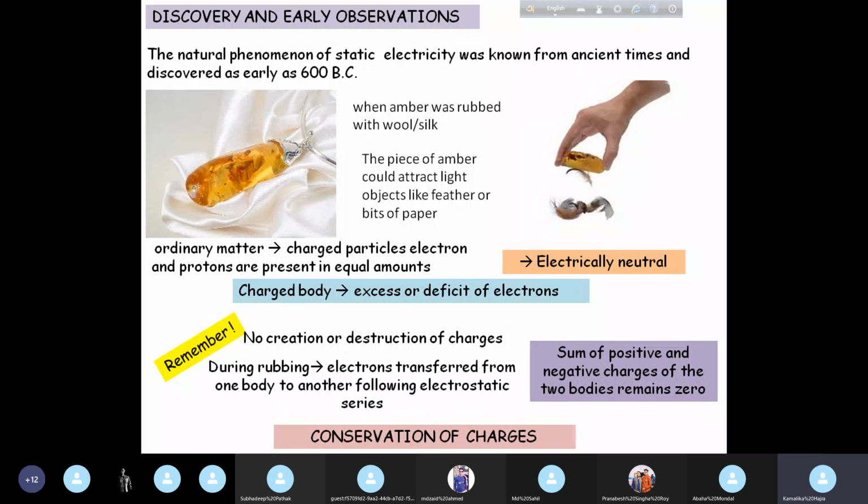This is something important to know as a concept. You won't find this relevant when you will be doing problems, but it's a very important concept, and you must keep this clear in your mind that when you are seeing that things are being charged by friction, as we often see in winter, no charge has been created or destroyed. It has only been transferred from one object to another. And this is called conservation of charges.